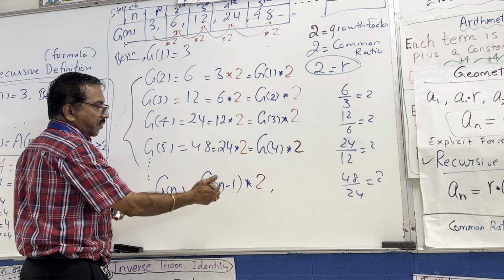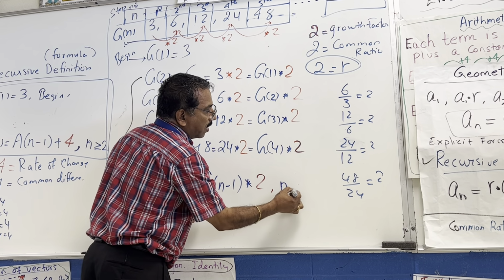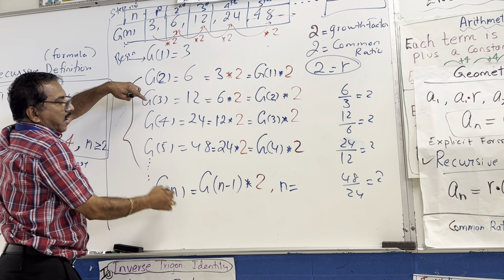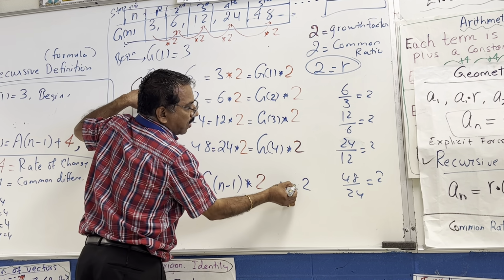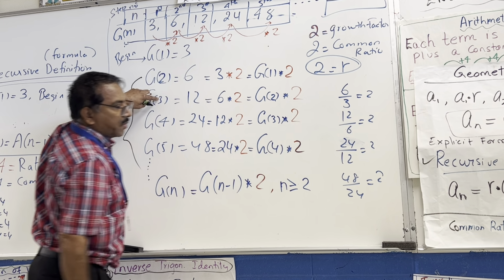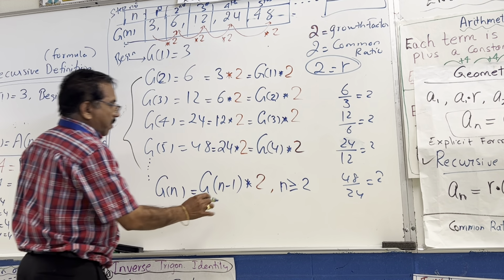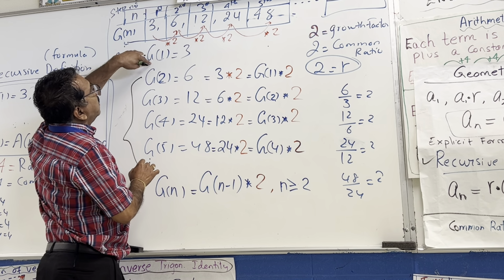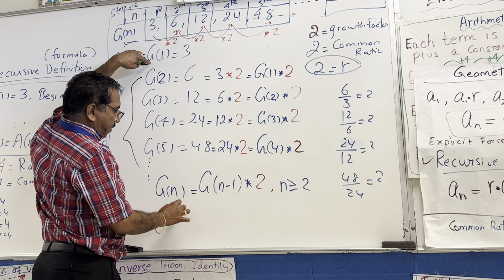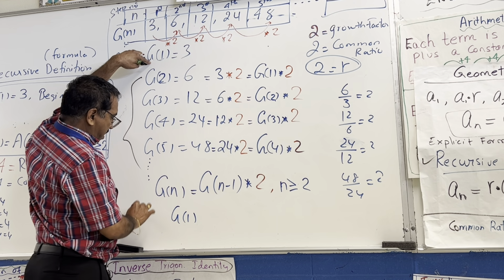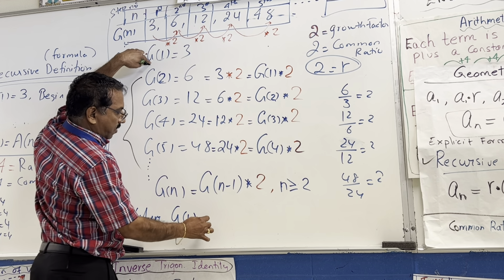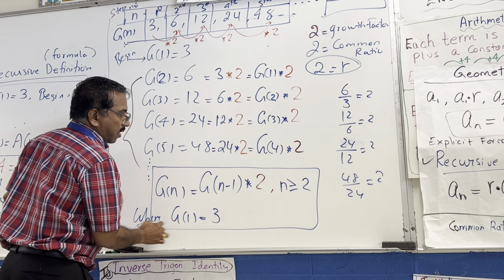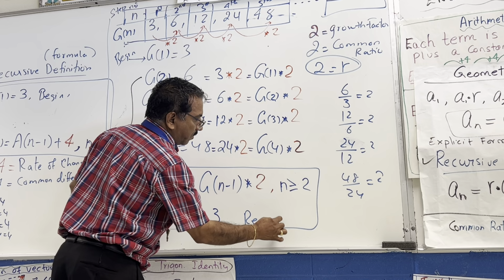And this is for all n's, starting with 2, then 3, 4, 5, so you put n greater than or equal to 2. So remember, this is how you write it down. In between, this is what starts. I'm going to write G1 here. G1 is where the first number starts with 3, and then this whole thing is called a recursive definition.